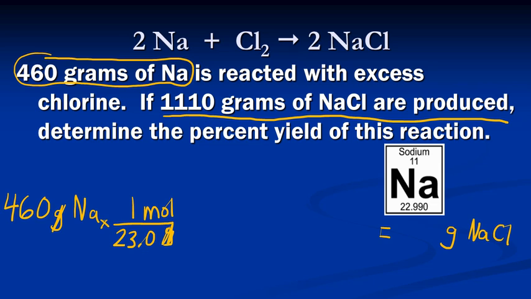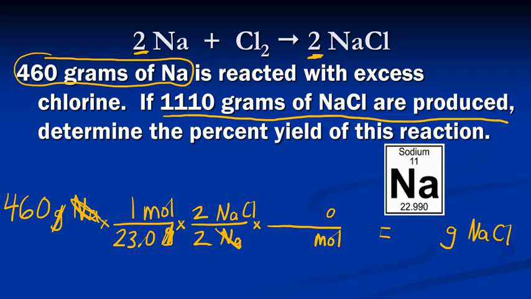The next step is the mole ratio. So we need to have sodium, Na, on the bottom and NaCl, sodium chloride, on the top. And the mole ratio is 2 to 2 this time. So we can cancel sodium. We're now in moles of sodium chloride. We need to be in grams of sodium chloride. So we have to do step 3, which is convert to final unit. And so moles on the bottom, grams on top.